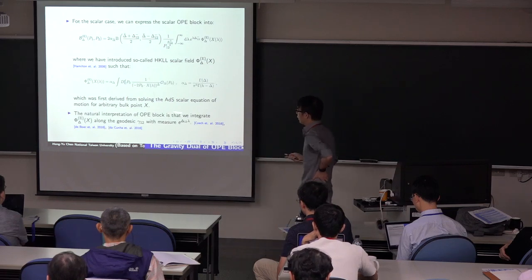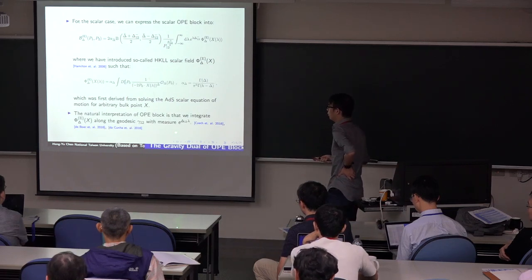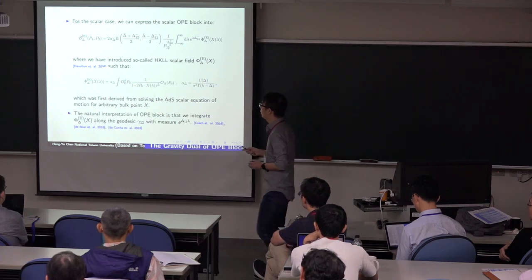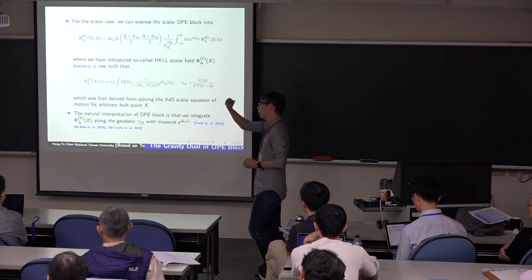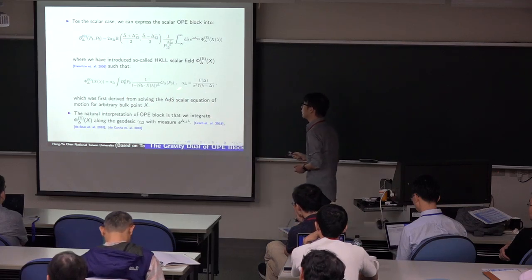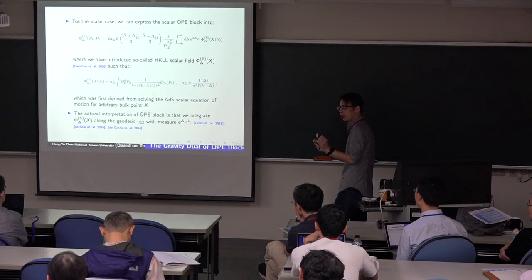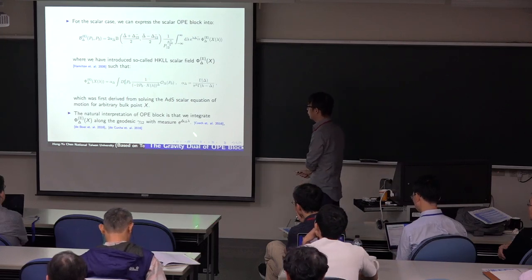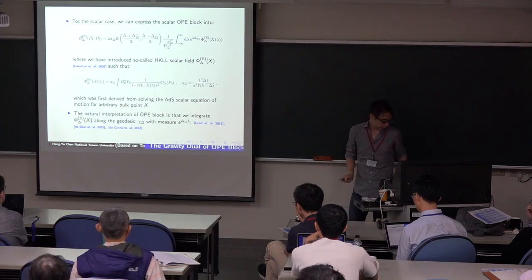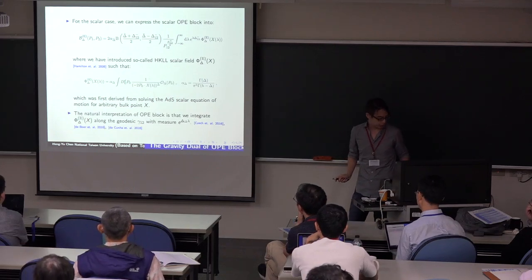This also leads to a very natural interpretation of the OPE block. We are basically taking this HKL field and integrating it along the geodesic connecting the two external points, with a particular integration measure which corresponds to differences in the scaling dimensions.